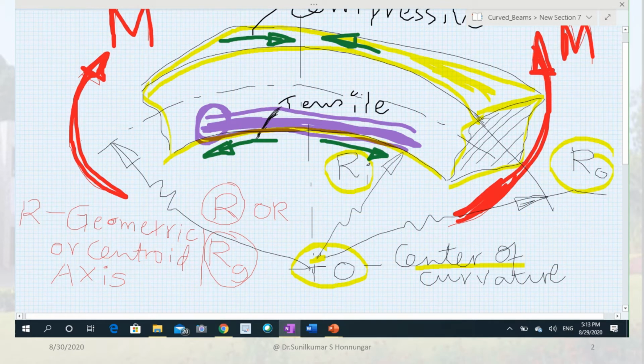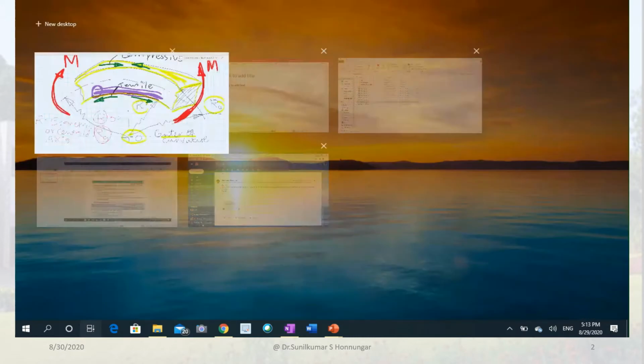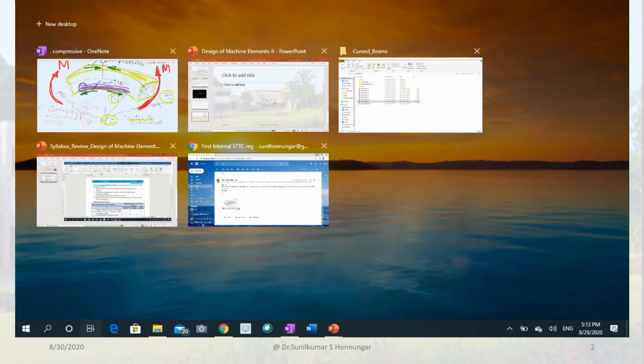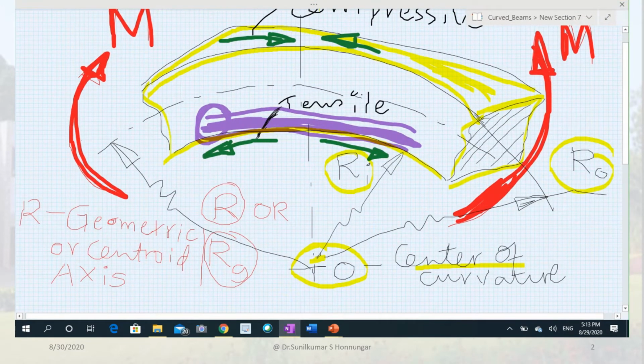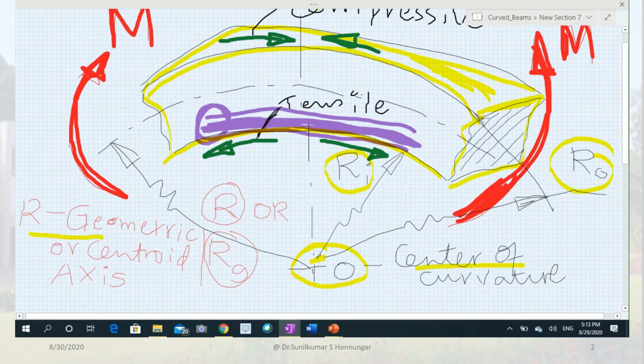As I showed earlier, that is the centroidal or geometrical axis, it is one and the same. That narration is R only. So this R is what is shown over here, and this is going to be the middle of this particular height.